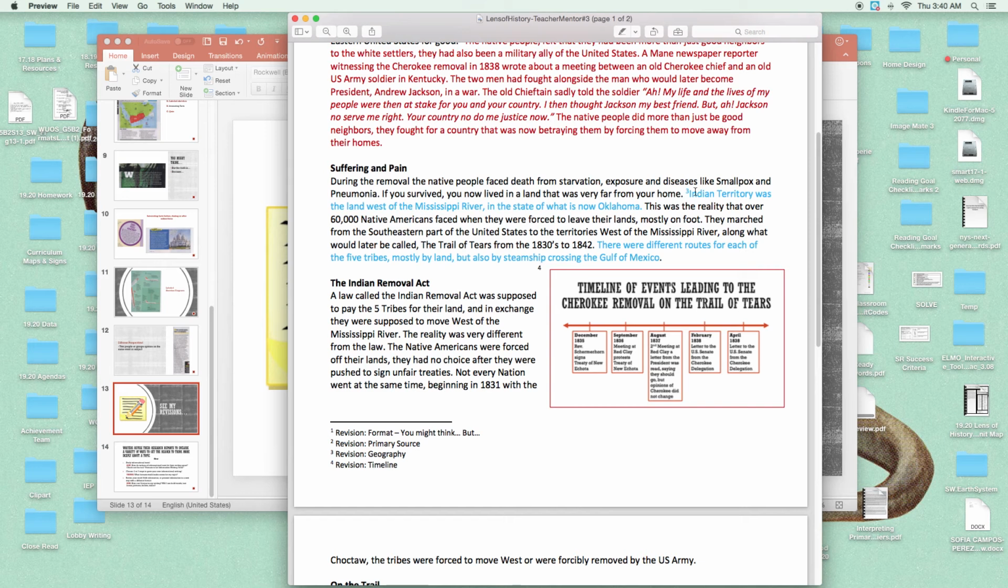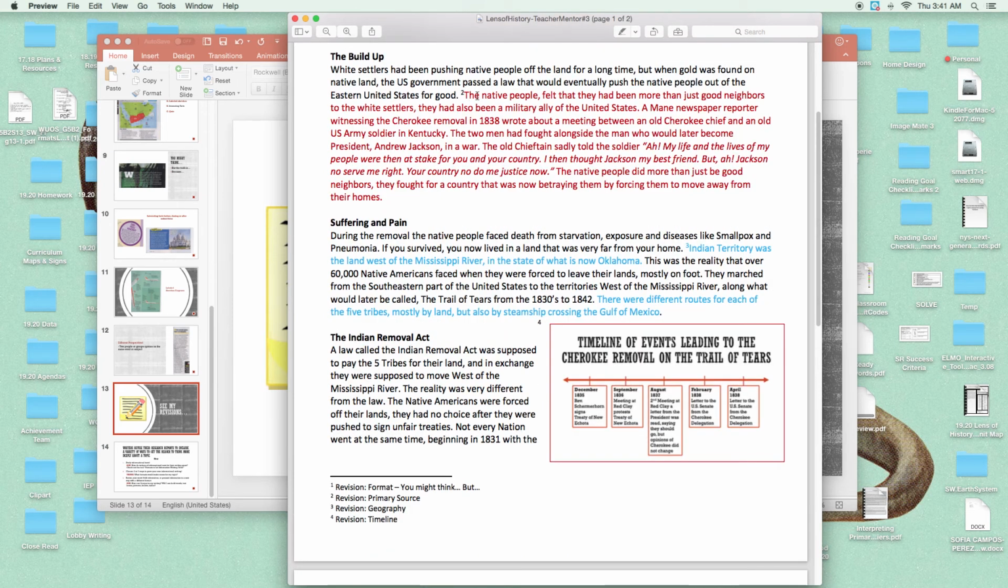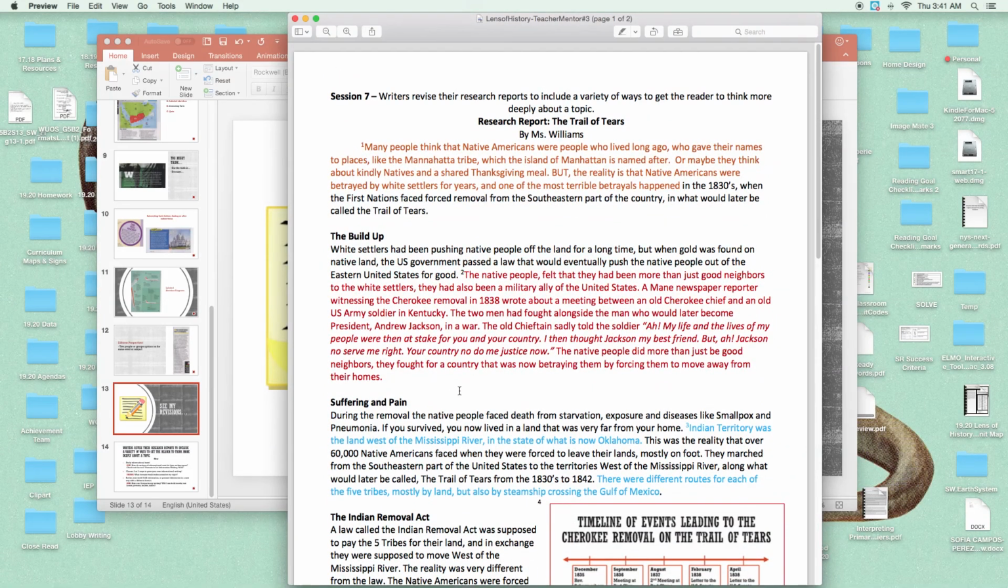If you look at these little notes here, 3, that was the geography. 4, that was the timeline. And this one, number 2, that was the primary source one. But the one I want to focus on today is this formatting one. So here, can you tell which of the different formats that I use for this one?